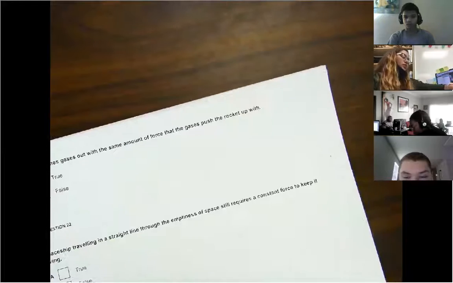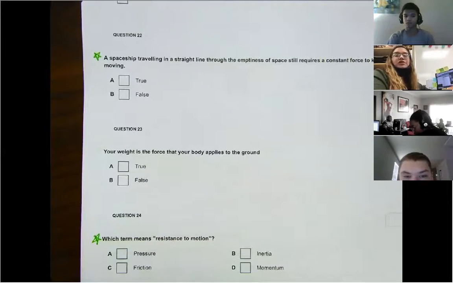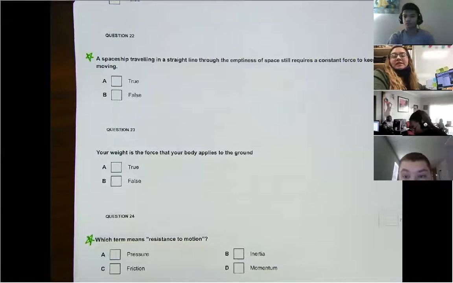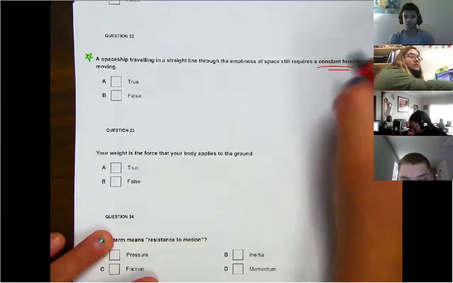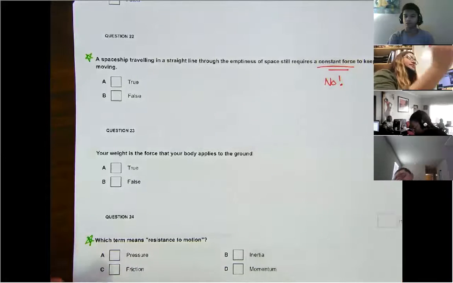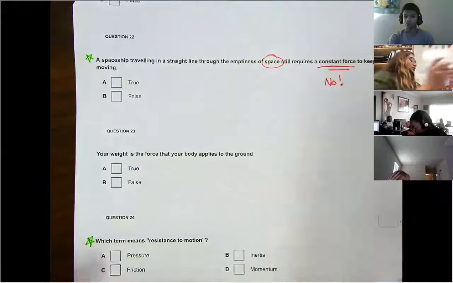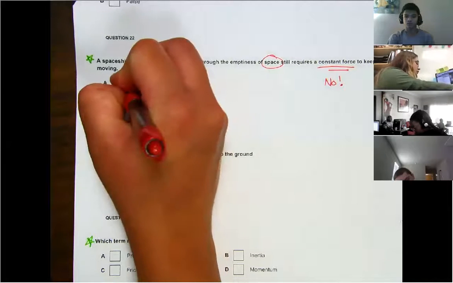All right, we're almost done. I just have 3 more to go over with you. A spaceship traveling in a straight line through the emptiness of space still requires a constant force to keep it moving. No, it doesn't require any force. Because it's in space, there's no friction, there's no air resistance, there's nothing acting on it. So if an object is already moving in space, it'll keep moving in space. So this one's false.